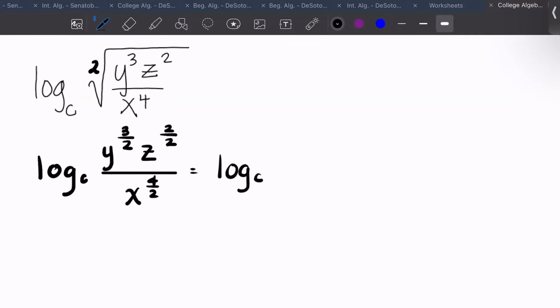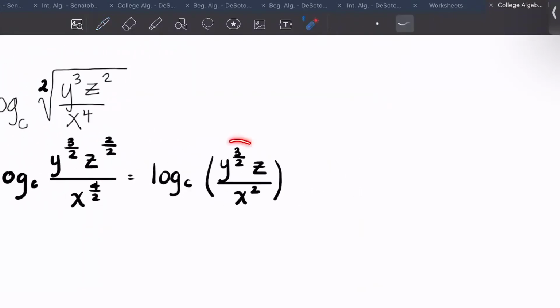Log base c of y to the 3/2 times z, okay? 2/2 is 1, and z to the first is just z. And then 4/2 just gives us 2. Okay, and we're done with that part. So now in our parentheses, we have a couple of things going on. Our y and our z are being multiplied together, and then it's divided by our x, okay? So this is multiplied, so we're going to add these two and then subtract our x squared, okay?